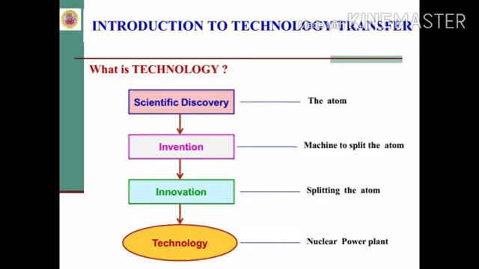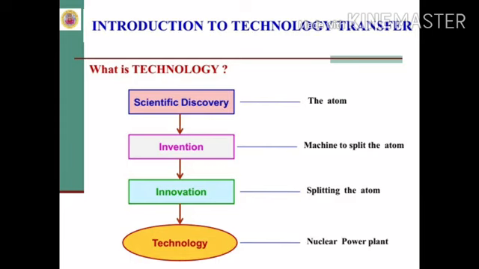Now, let us see what is technology. It is very simple. The technology is the useful application of this knowledge and expertise into an operation to meet the requirements of the people in the society. In this example, atom is the scientific discovery. Machine to split atom is the invention. And splitting the atom for a purpose is an innovation. With this knowledge and expertise, establishing a nuclear power plant comes under technology.